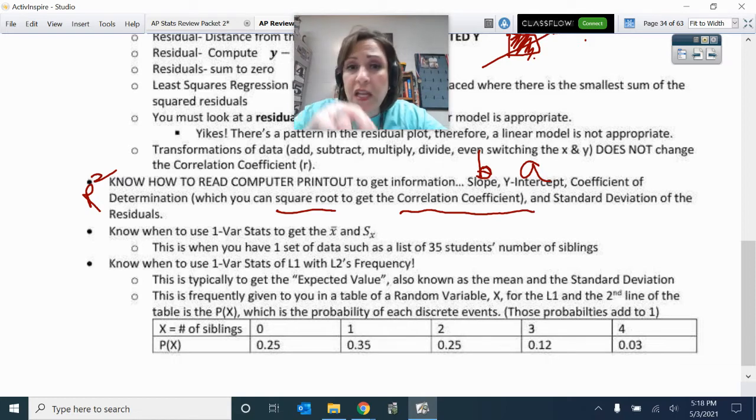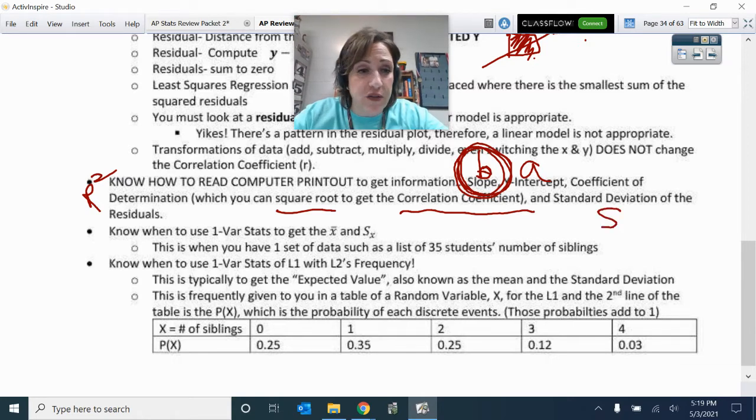Now, when you square root that r squared, you need to make sure you look at the slope to know if the value is positive correlation or a negative correlation. Okay? And then, of course, the S is that standard deviation of residuals.